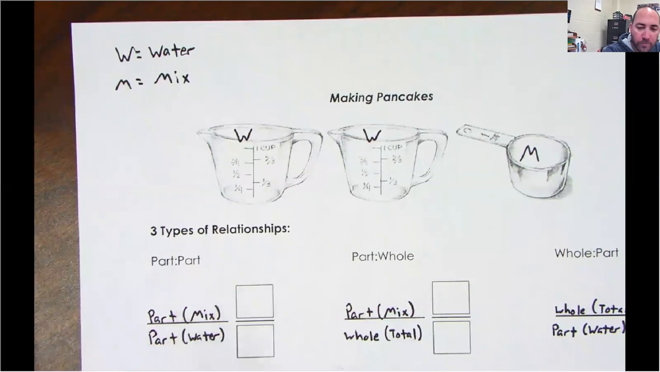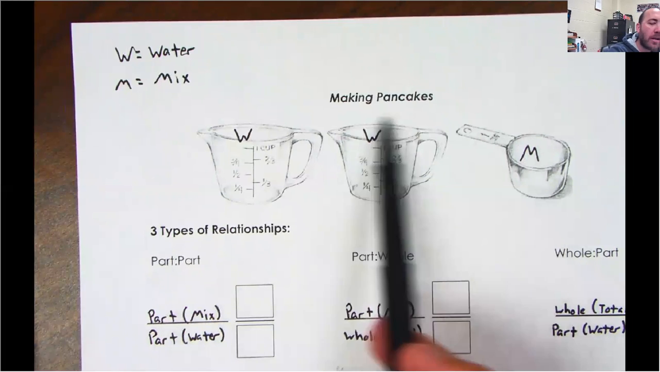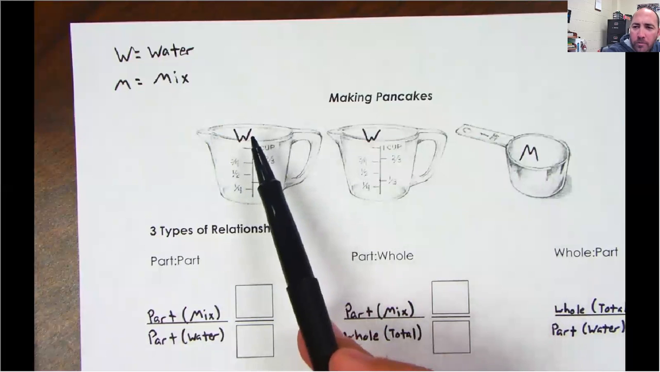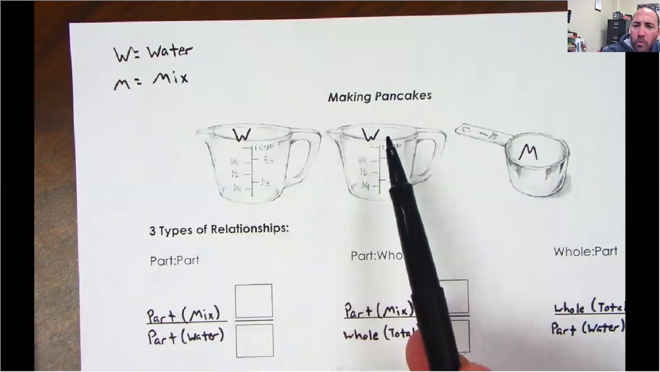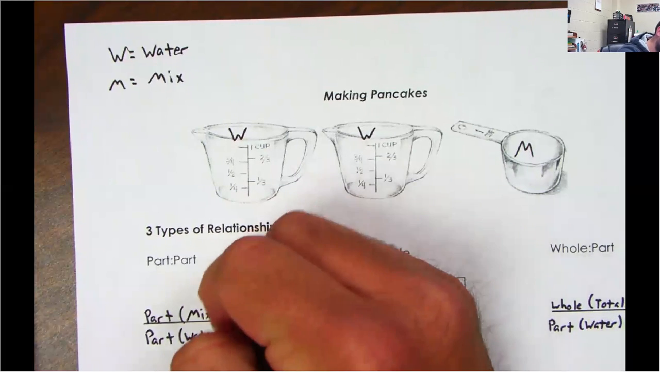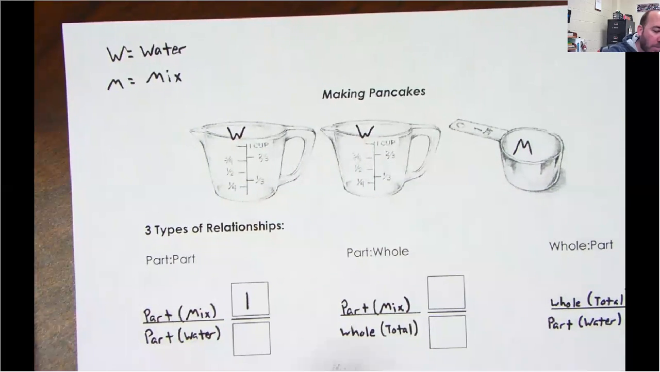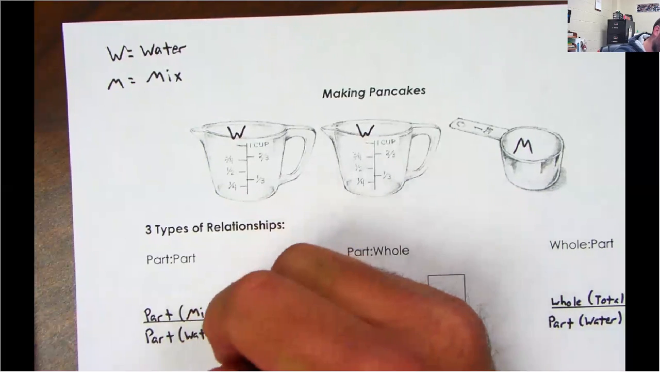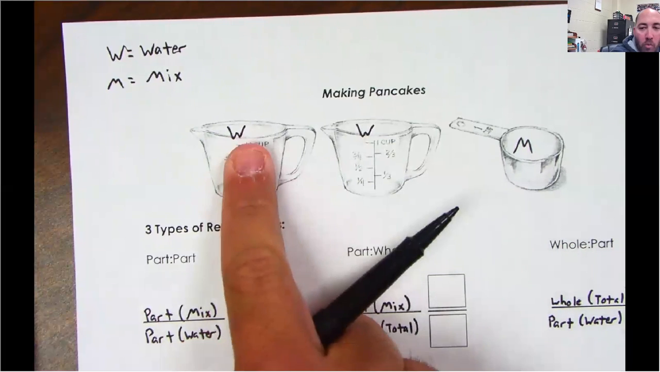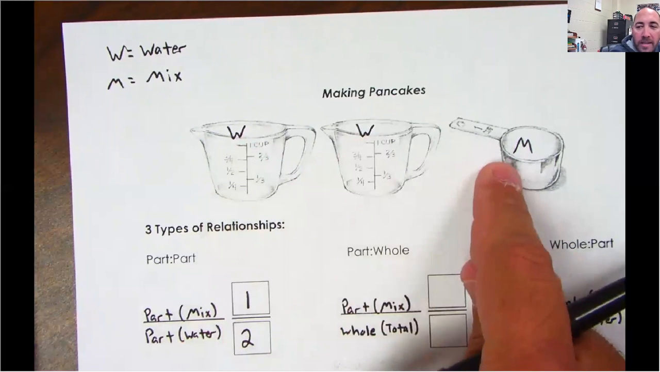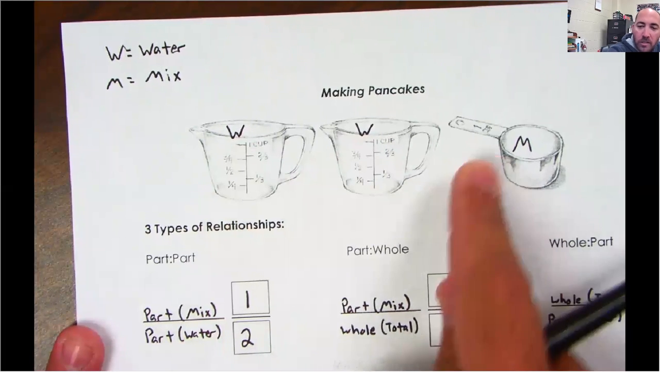The first one is part to part. This says part mix. So if you look up here, how many M's do you see in my pictures? Well, I got a W for water, a W for water. Oh, I got 1 mix. So I have 1 mix and my part water. How many waters do I have? Well, 2. So you have a part which is water, and a part that is mix.